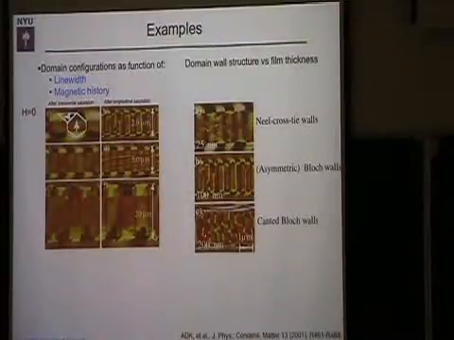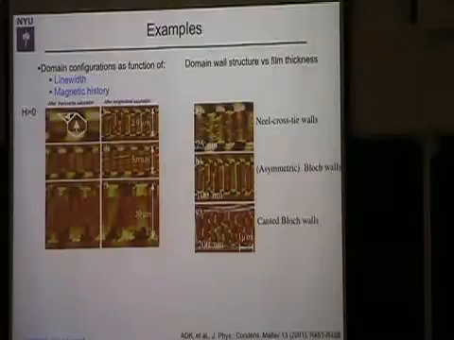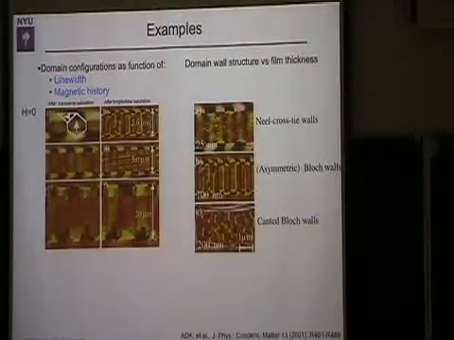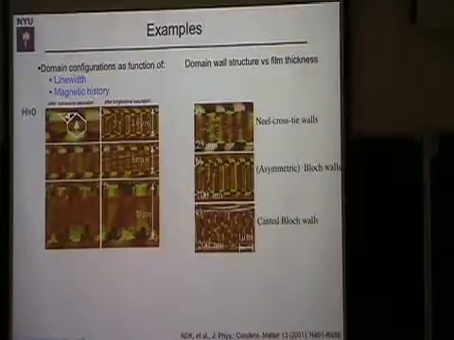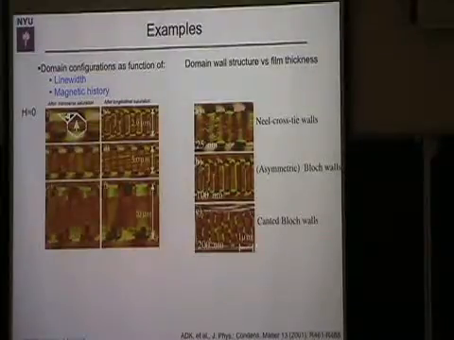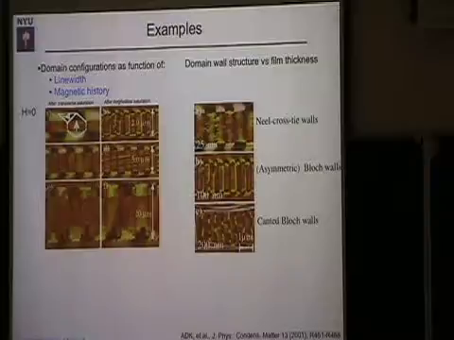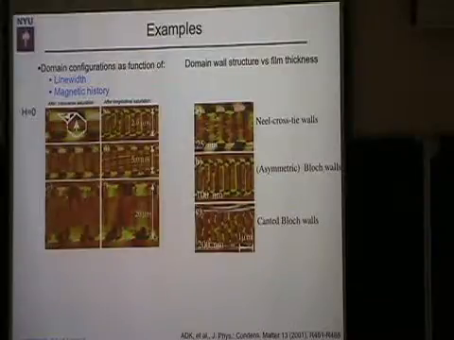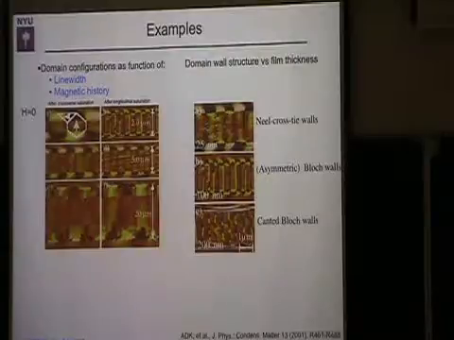Then if you go even thicker, this is a 200 nanometer film. The system decides to expand the domain walls, to make the domain walls longer in length, to minimize magnetostatic energy. So you have walls that are canted now with different chirality to bring those sections of the wall closer together. These are very rich systems that you can play with through this kind of lithography.